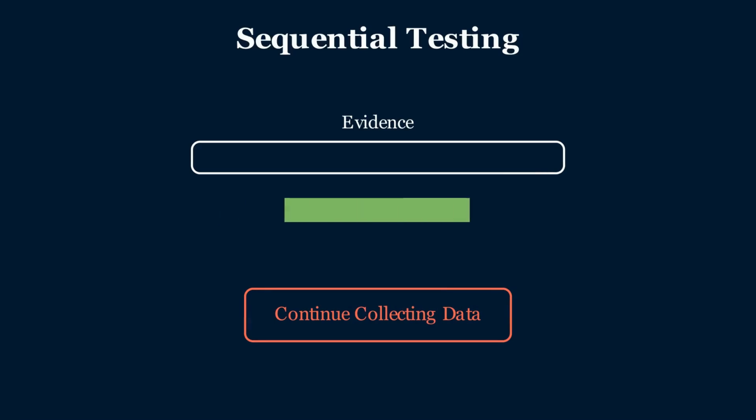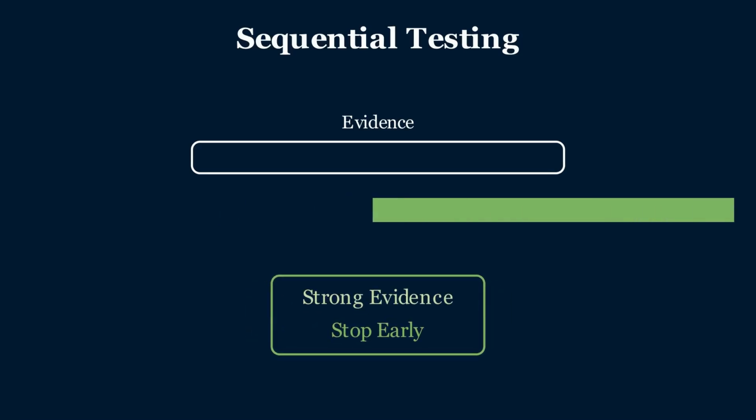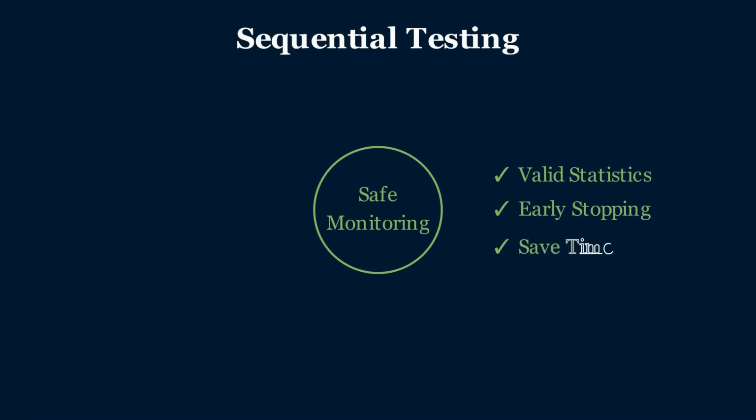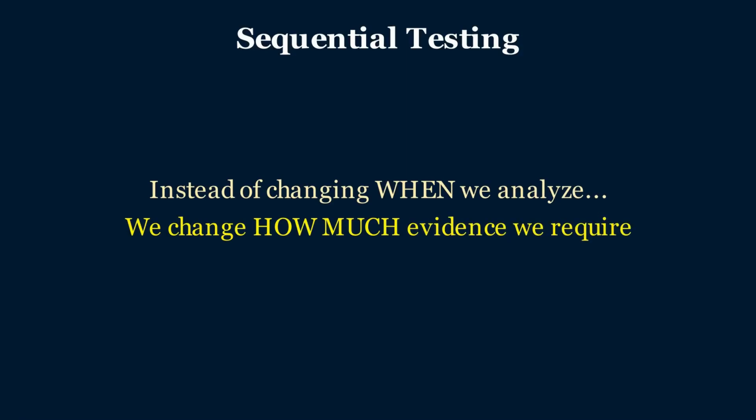If evidence becomes overwhelming, the experiment may end early. If evidence remains weak, the experiment continues. This allows organizations to save time without sacrificing statistical rigor. Sequential testing is one solution, but there is another powerful approach within classical statistics.